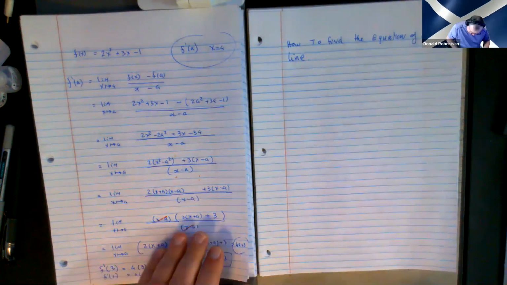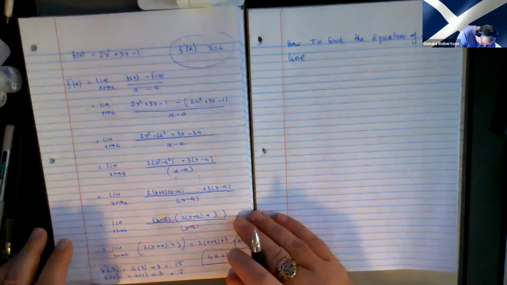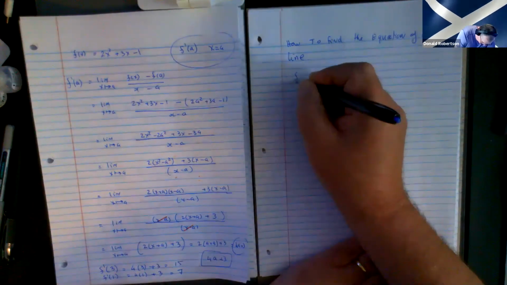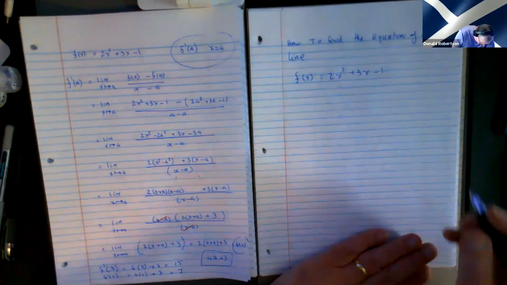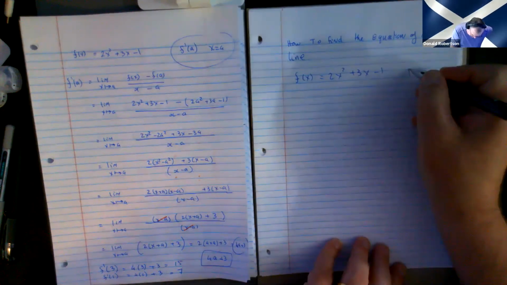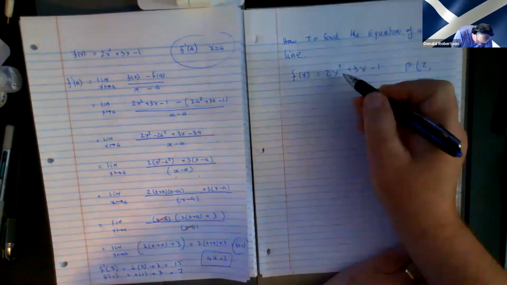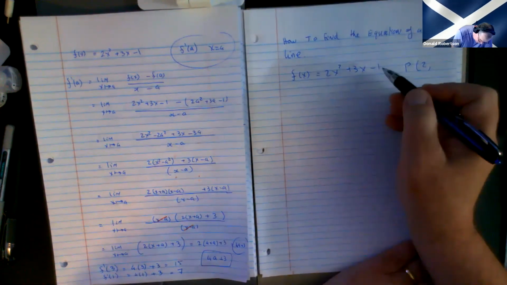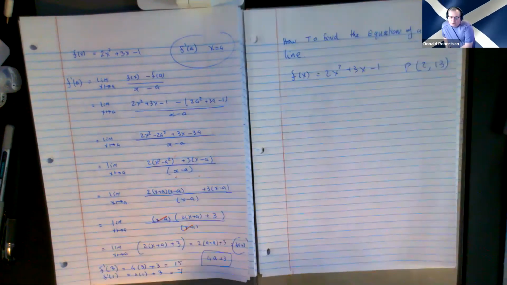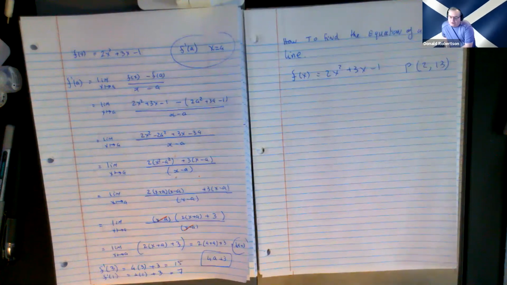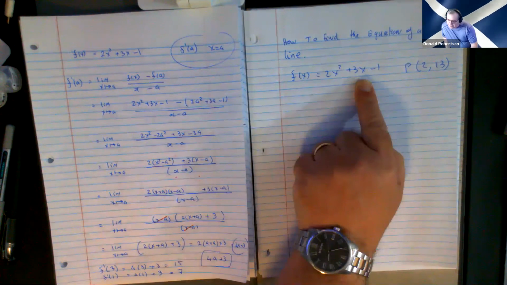And who shall I do it with? Yeah, let's do it with this one. So suppose you are given this fella, and you're being asked to find the equation of the tangent line at the point 2, 13. And there are a couple of homework questions where that's essentially what you're being asked to do. So I have a function, and I'm being asked to find the equation of the tangent line at one point.